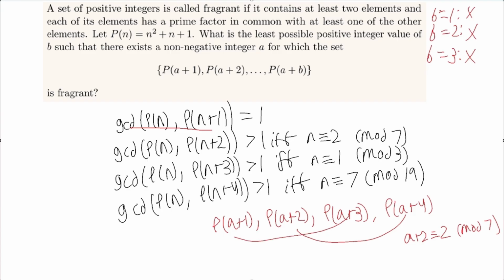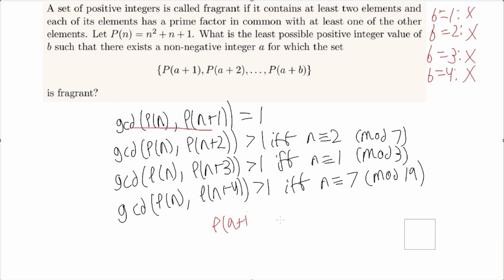And likewise, these two are paired together, so A plus 1 is equivalent to 2 mod 7 as well. But then that means that these two are equivalent mod 7, which is impossible since they're different by 1. So we have worked through the B equals 4 case, and this doesn't seem to work. Now let's take a look at B equals 5.